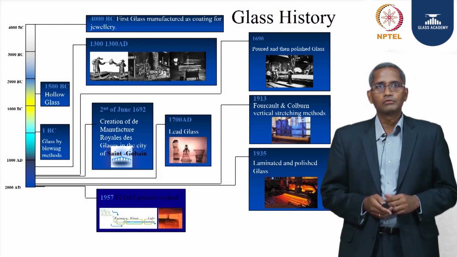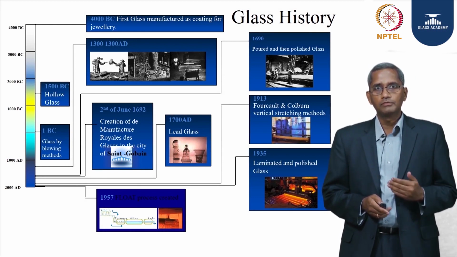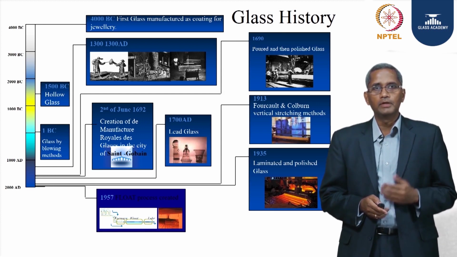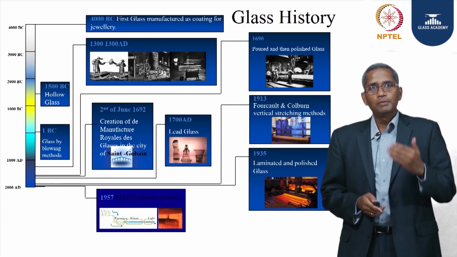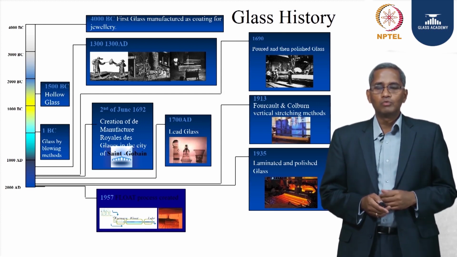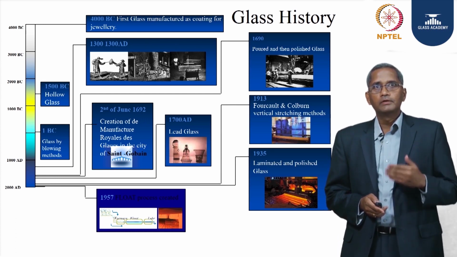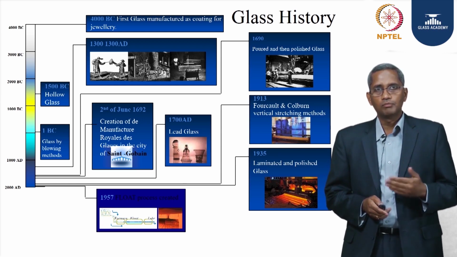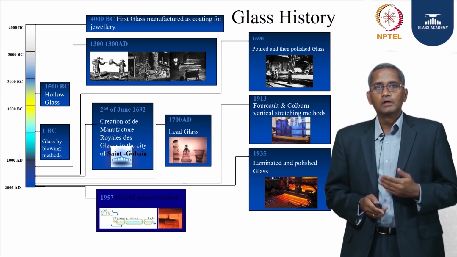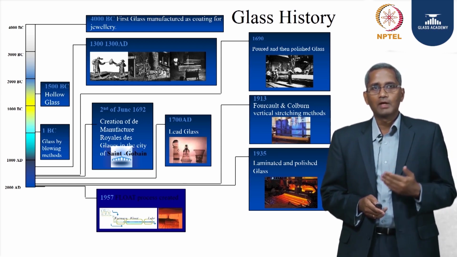Glass, as everyone knows, is not new. It's been there for ages, for nearly 6 millennia. Glass was being manufactured for making jewelry in 4000 BC, a long time ago. And over the years, it has undergone various transformations, and people have gone into blowing glass, making hollow glass.